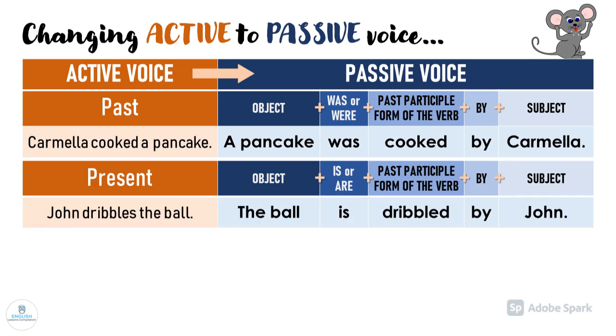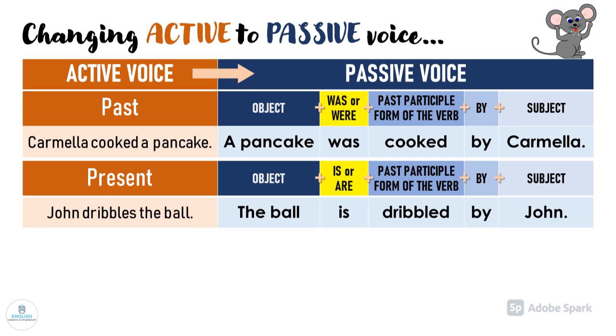John dribbles the ball. In changing from active to passive, just write the object the ball, then write is because the object is singular, then write the past participle form of the word dribbles, which is dribbled, write the word by, and the subject John.